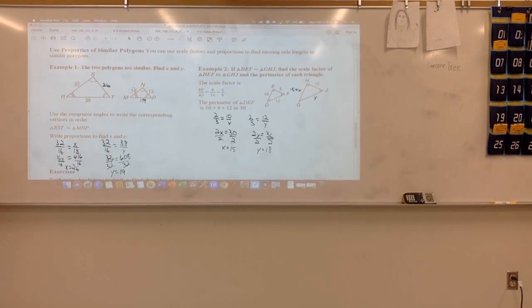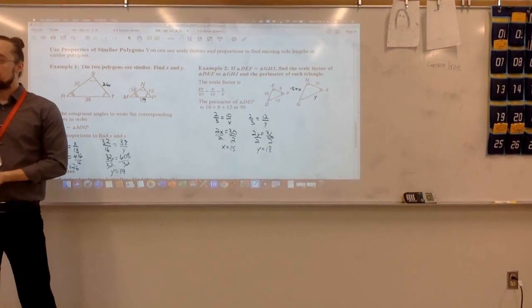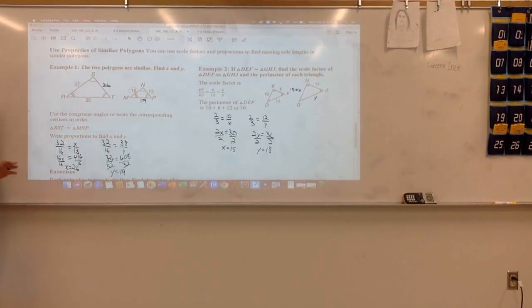To make the arithmetic a little bit easier, we could have reduced this 32 over 16. We could have just said this is 2 over 1 equals x over 13. Right? So if you can recognize that you can reduce a fraction, that may make the arithmetic, the solving, a little bit easier. All right. Questions?